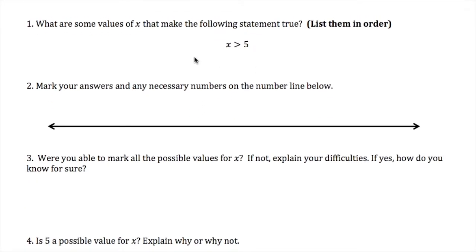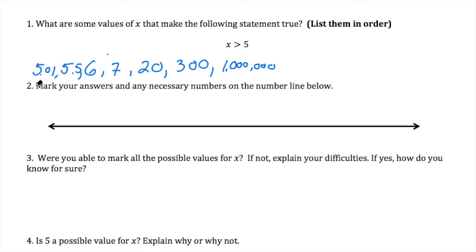X is greater than 5. Well, certainly it could be 6, it could be 7, so we'll jot some of these down. It could be 20, it could be 300, it could be 1 million. We could also go a little smaller and go with 5.1, 5.5, 5.01, but even smaller than that. So let's mark all of these on our number line here.